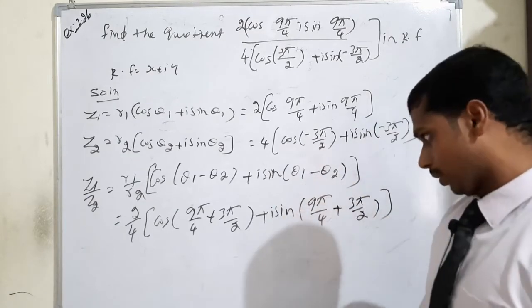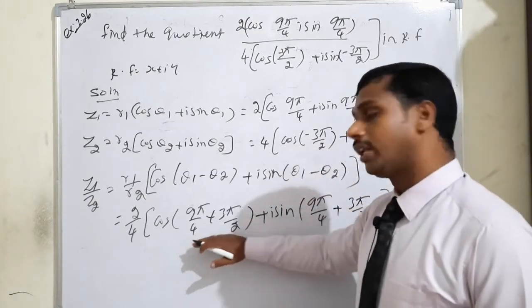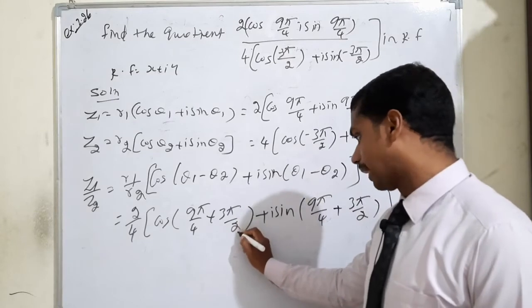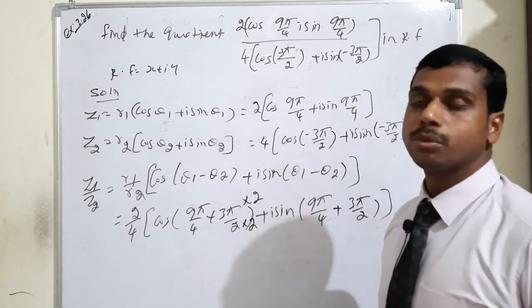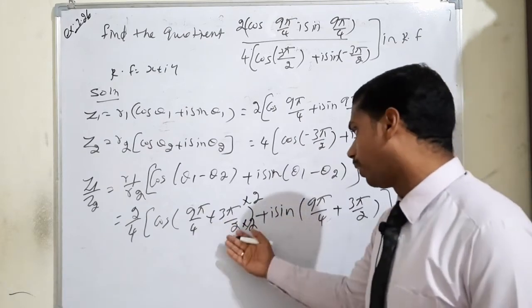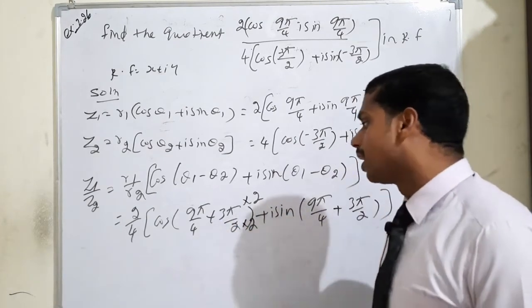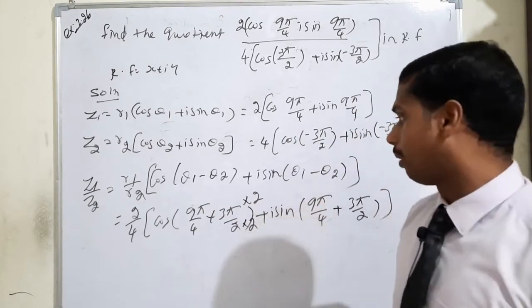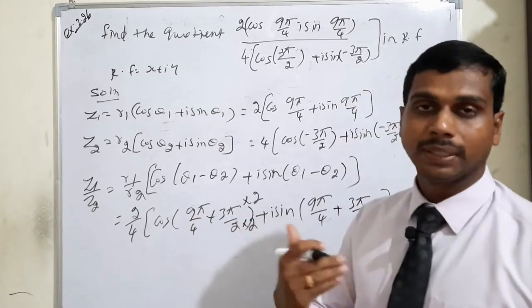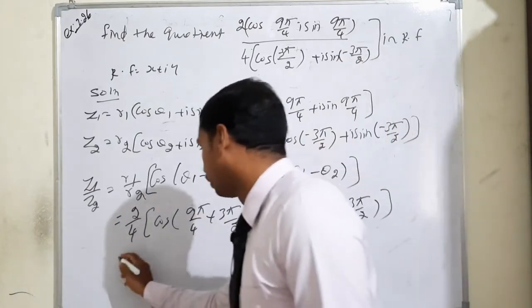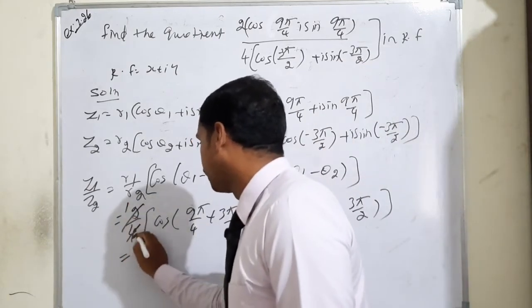Now first we have to make the denominator common. What we have to do: the second term has 2, so for the equivalent fraction, multiplying the denominator by 2 means the numerator also has to be multiplied by 2. So now we can say common denominator. If it is a common denominator, simply we can add in the numerator. 9 pi plus 2 into 3 means 6 pi. So 9 pi plus 6 pi is equal to 15 pi, isn't it? So 2 by 4 means 1 by 2 will come.